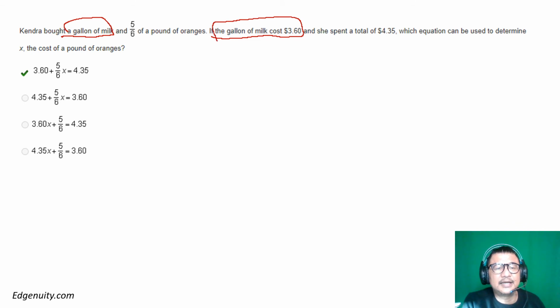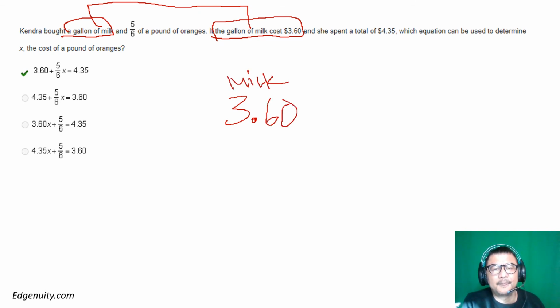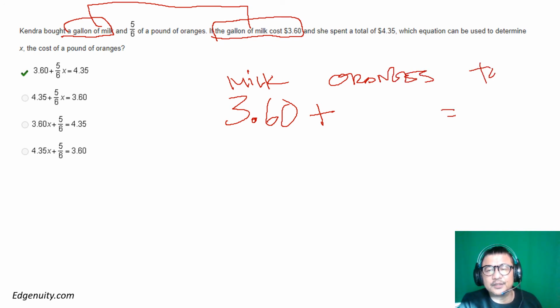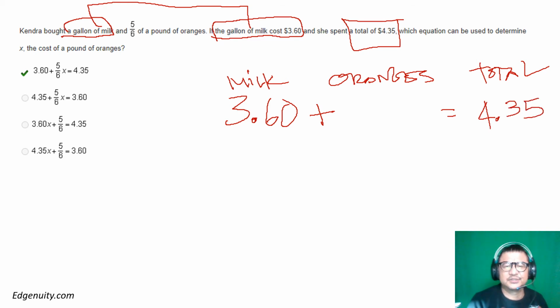$3.60. So that we already know the price. $3.60 was for the milk. And she spent a total, milk plus what else was bought? Oranges. Oranges is equal to the total. And what is our total spending? $4.35. Now, any clue about the oranges?